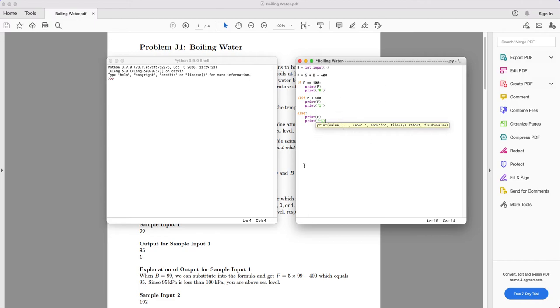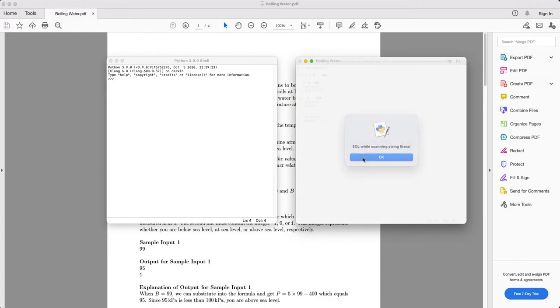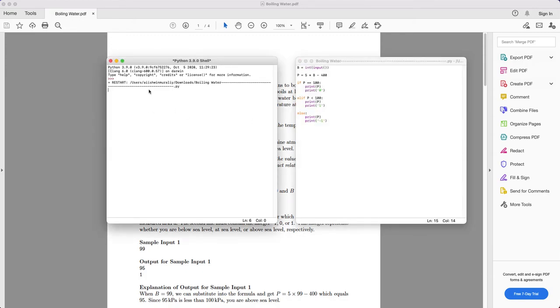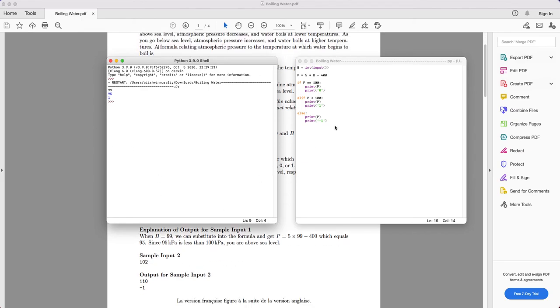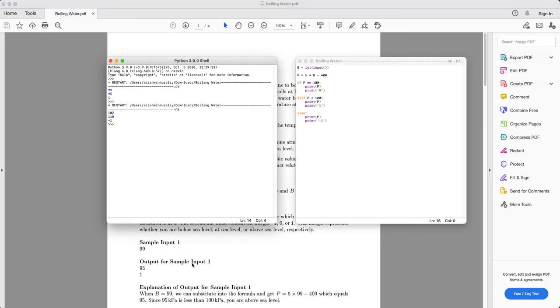If we go and test this out with sample input one, like 99, okay, I have a little error. EOL while scanning string literal. Oh, I just forgot the quotation at the end here. Okay, if we put in 99, we get 95 and 1, which is correct. Let's try 102 now. 102 gives us 110 and -1. All right, awesome. And I think that's all the test cases we have.